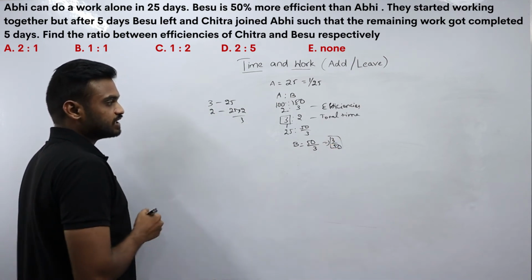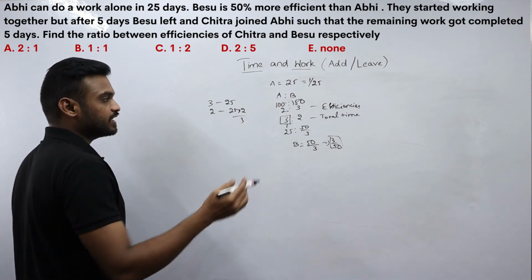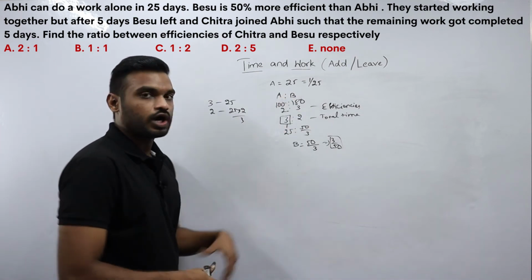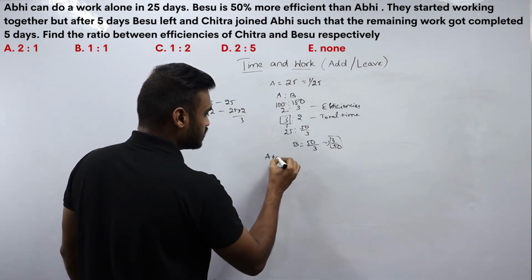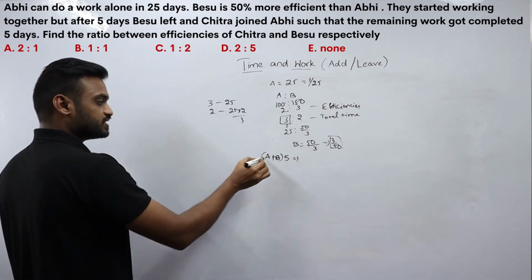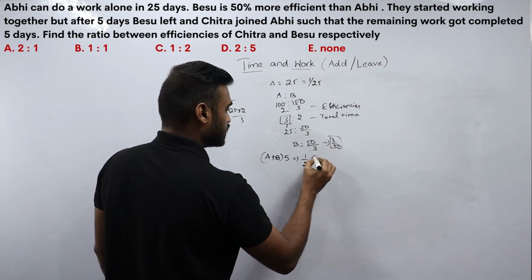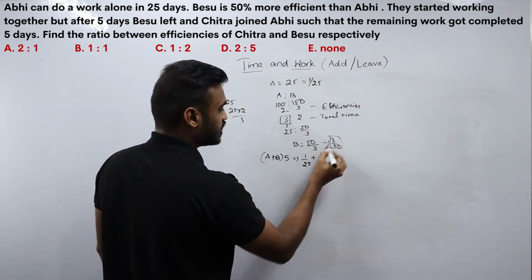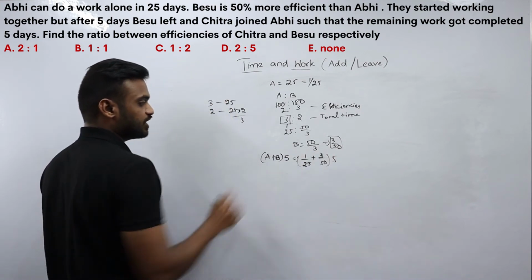Now they are saying that Abhi and Besu started working together and after 5 days Besu left the work. So up to 5 days Abhi and Besu worked together. Now the work done is 1 by 25 plus 3 by 50, into 5 days. They worked for 5 days.